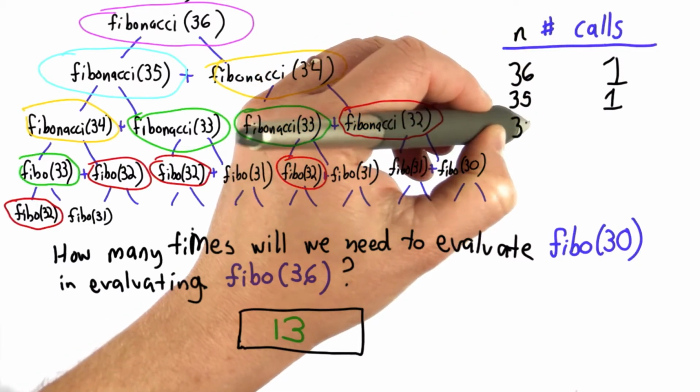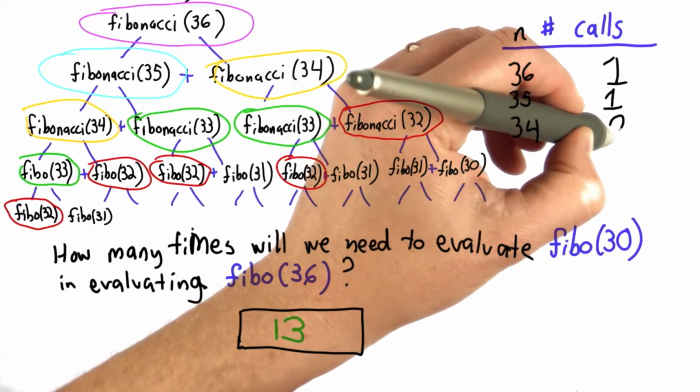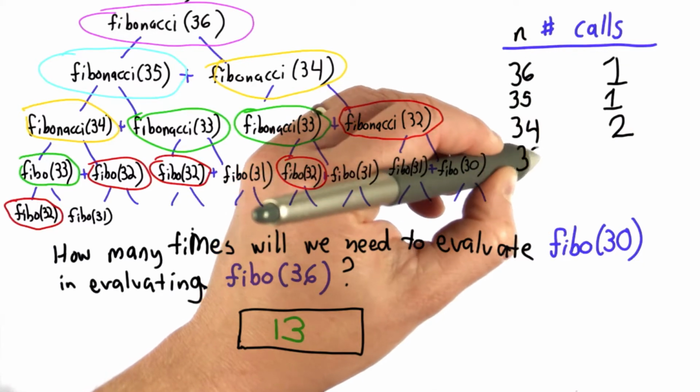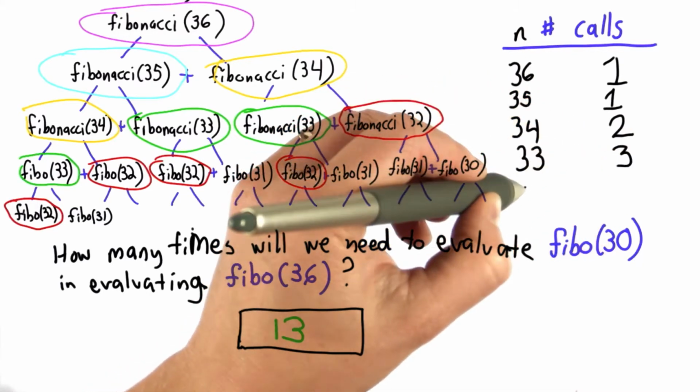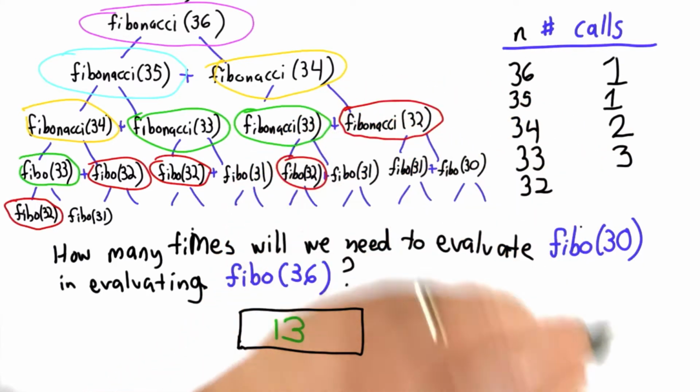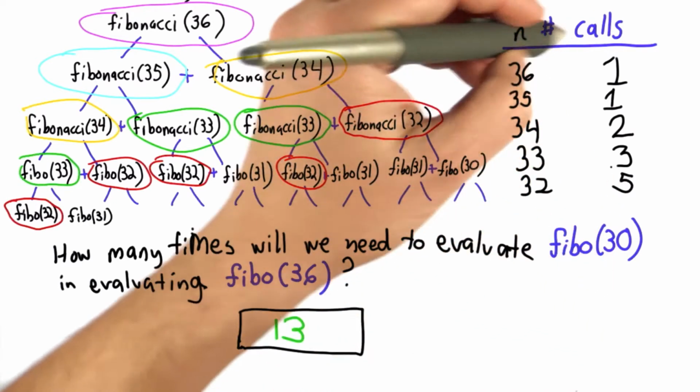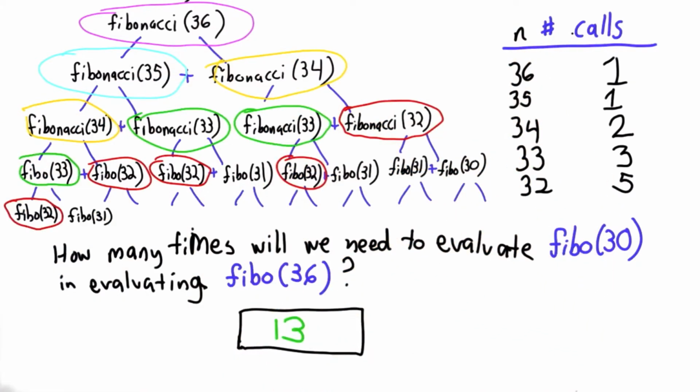When the input was 34, the number of calls was 2. When the input was 33, the number of calls was 3. When the input was 32, the number of calls was 5. We should start to notice a pattern. This is exactly the Fibonacci series that we're computing here.